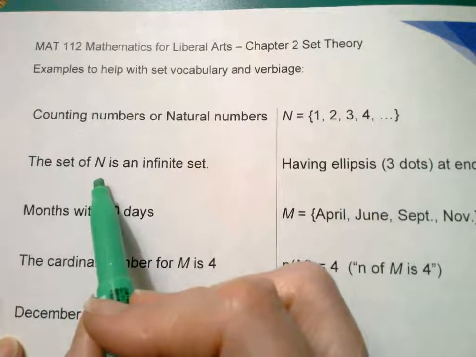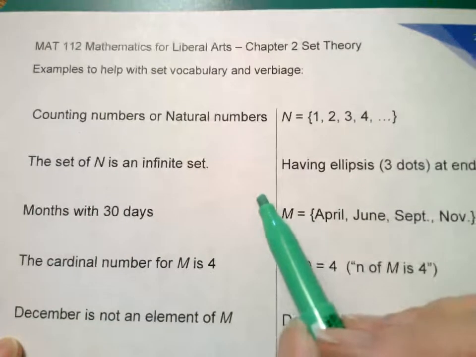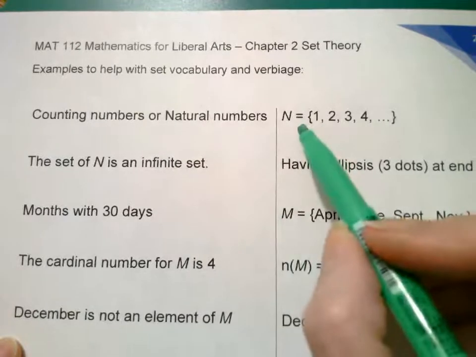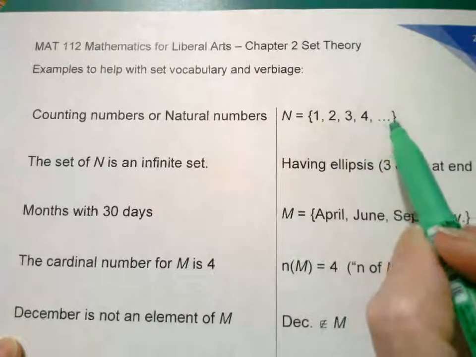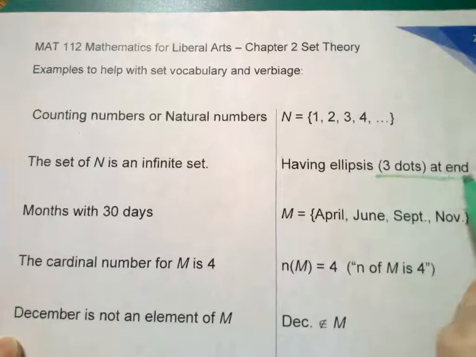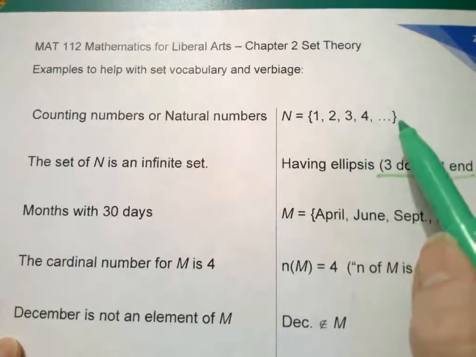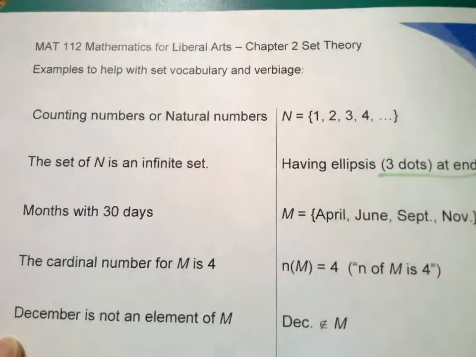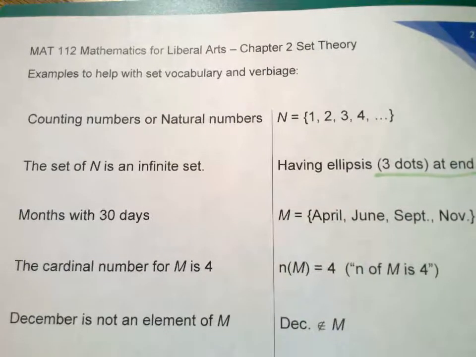So the set of N is an infinite set. This one up here, because see these little dot, dot, dot, these 3 dots at the end mean it goes on forever. So it's an infinite set. It doesn't have a fixed cardinality. Okay. So a set can have a natural number of 109 in the set, and that's still a natural number.